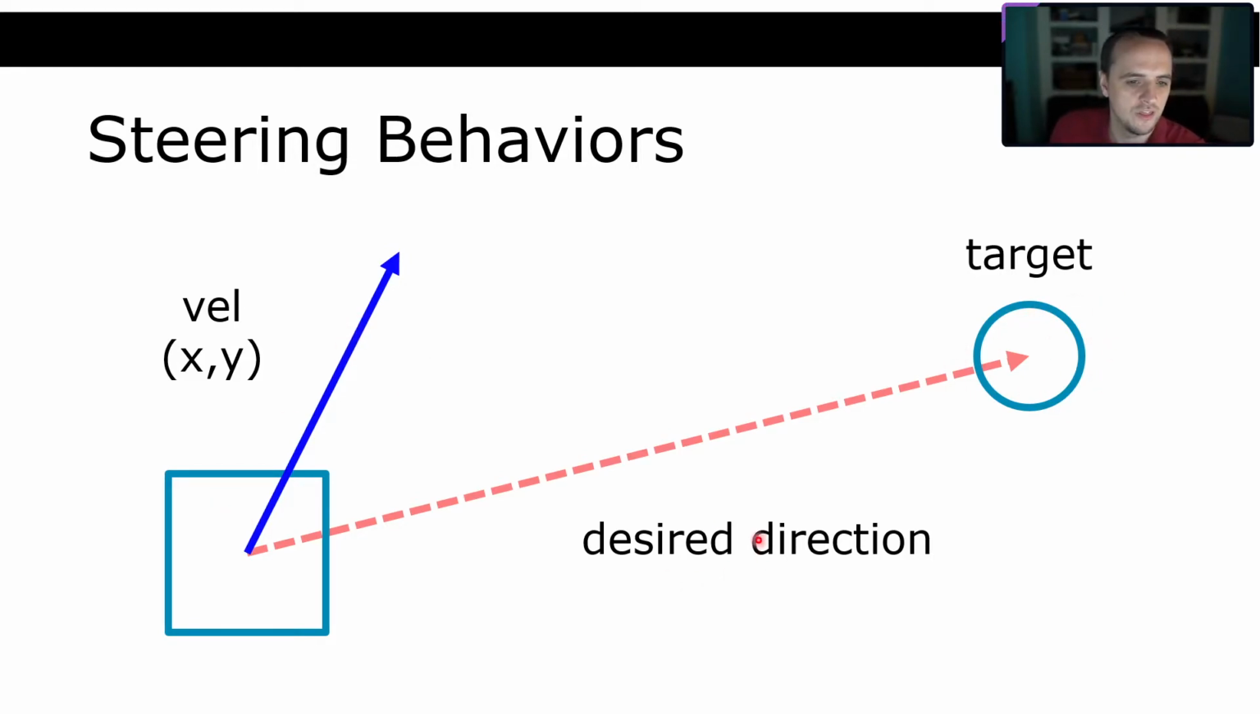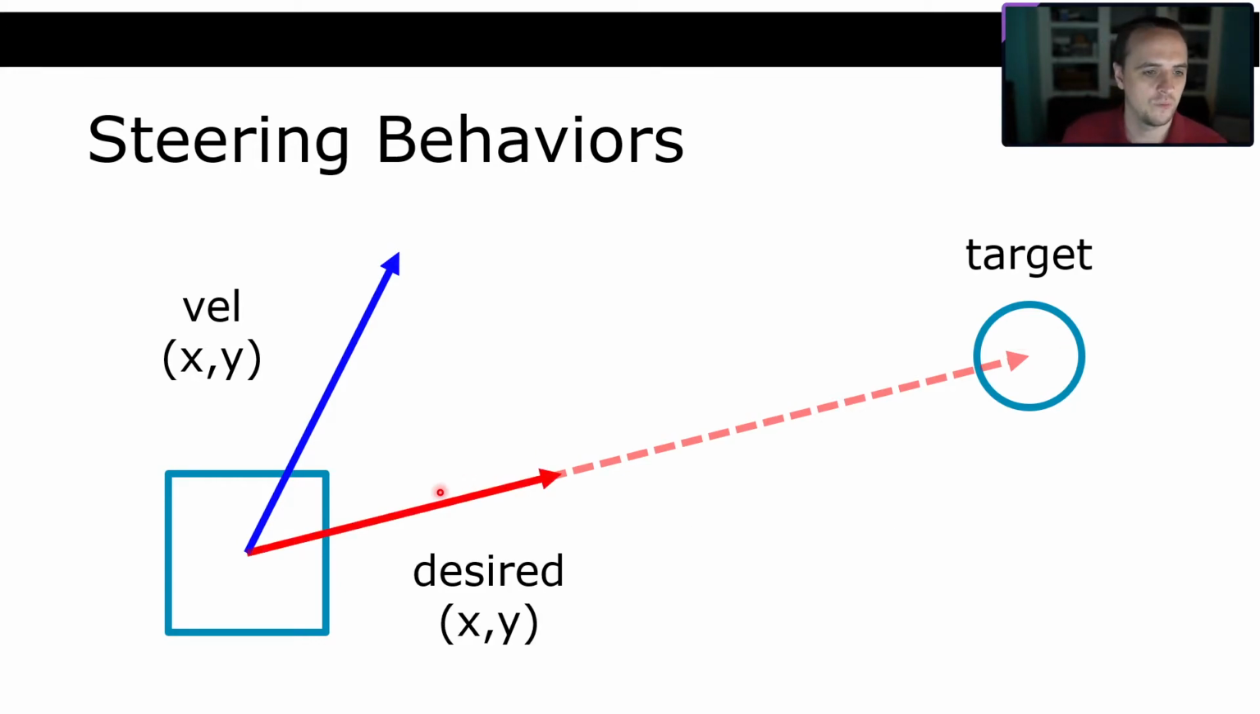So this dashed red line is the vector from my NPC or my entity to the target. And we're going to call that the desired direction, because the entity now desires to go toward the target, right? The path that is directly from the entity to the target, that is the desired target. So if we take a vector and we make it the same speed, right? Speed is the length or the magnitude of the vector. So if we take a vector with the same length as the blue vector, but point it toward the target, that is going to be our desired vector, okay? That is the vector we desire to go in. We want to go in that direction.